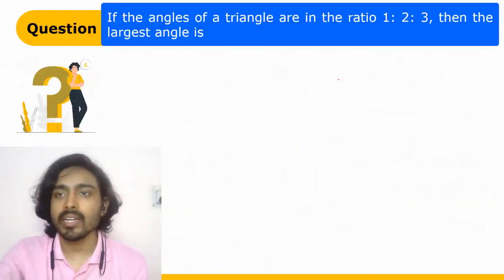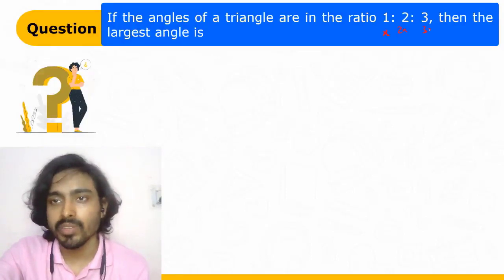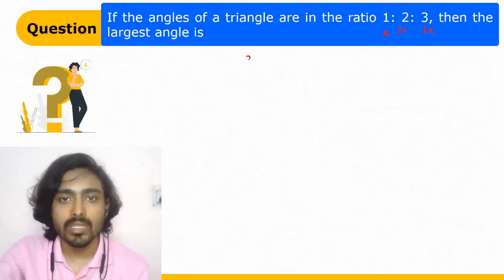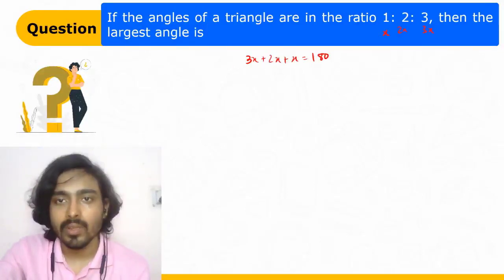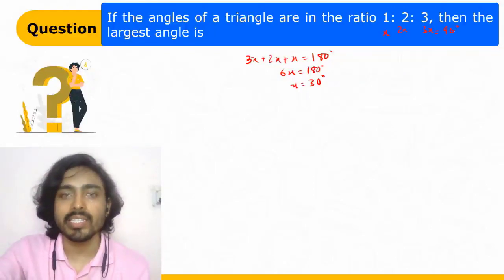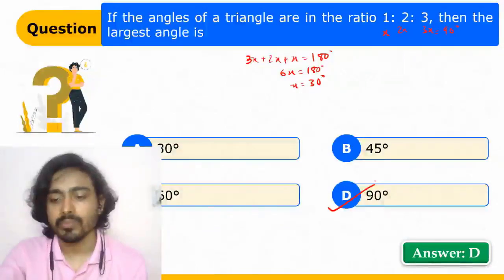If the angles of the triangle are in the ratio, then you have to find the largest angle. So if the angles are in this ratio, we mark these angles as x, 2x, 3x, and the sum of these must be 180 degrees, right? So 3x plus 2x plus x is equal to 180 degrees. That means 6x is equal to 180 degrees. x is equal to 30 degrees. So the largest angle will be 3x, that is equal to 90 degrees. Yes, D is the right answer.